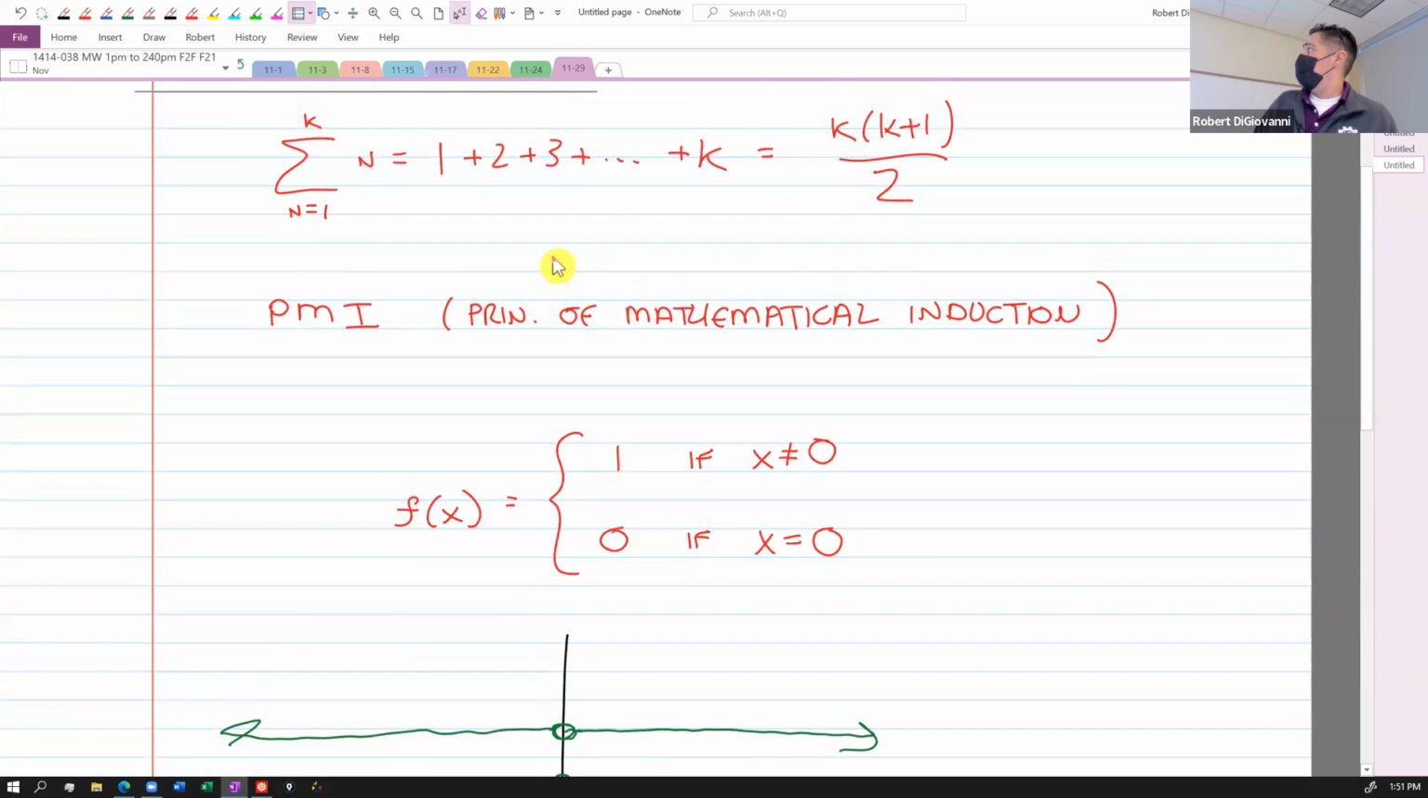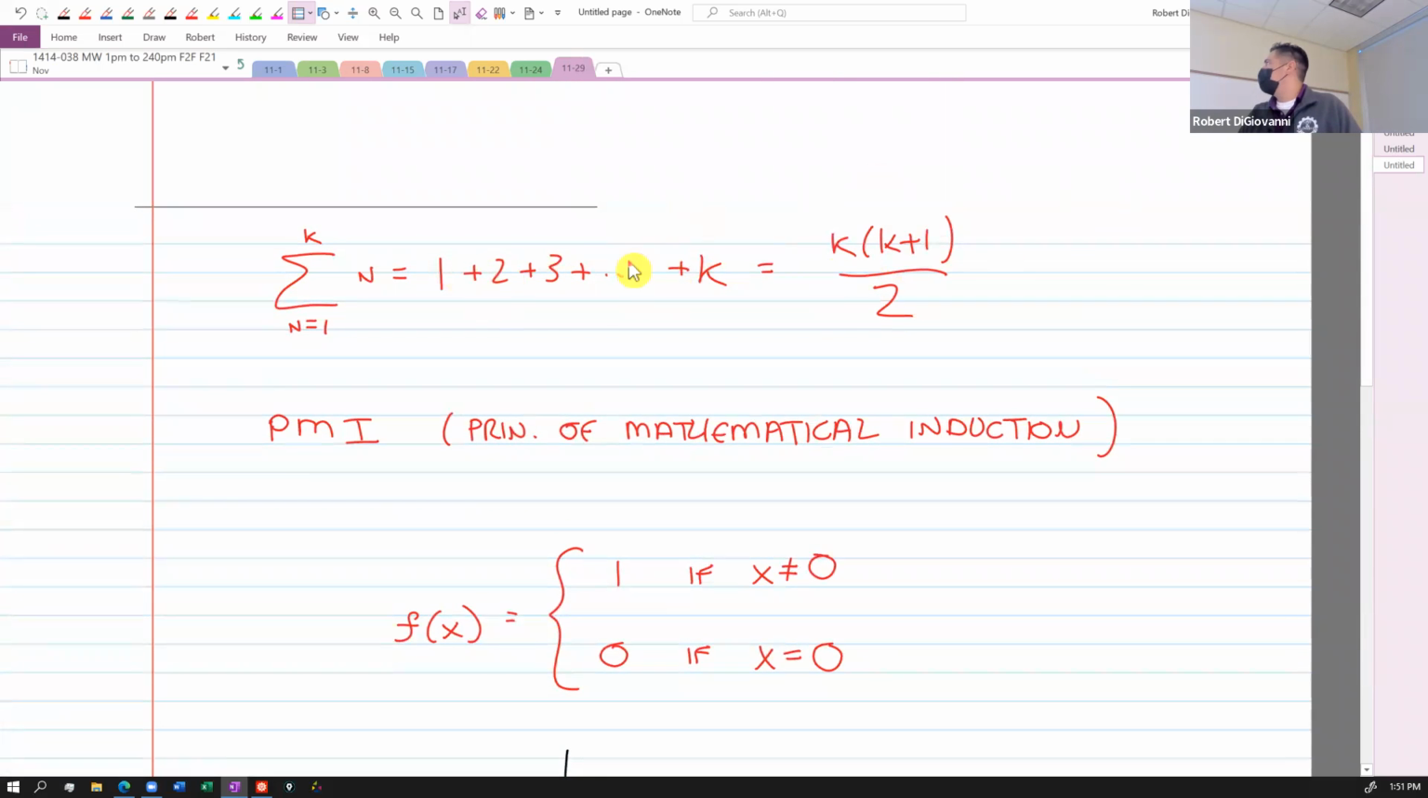We can check that formula millions and billions of times, and it will always work, but that is not a proof. Okay, do you understand? That's not a proof. So how do we prove it? It's this principle of mathematical induction. And it's a very simple idea if you can put your head around it, okay?